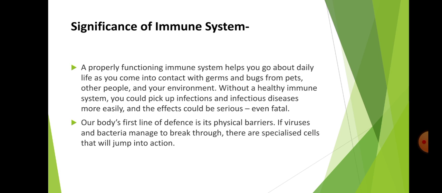Our body's first line of defense is its physical barriers. If viruses and bacteria manage to break through, there are specialized cells that will jump into action. Sometimes our immune system can overreact and even attack your body's own cells. This is what happens in the case of allergies like hay fever and autoimmune diseases. It is why donated blood and organs must be very carefully matched.